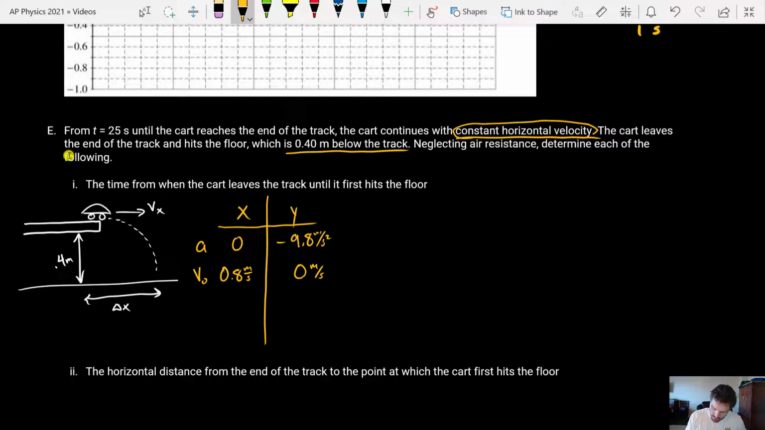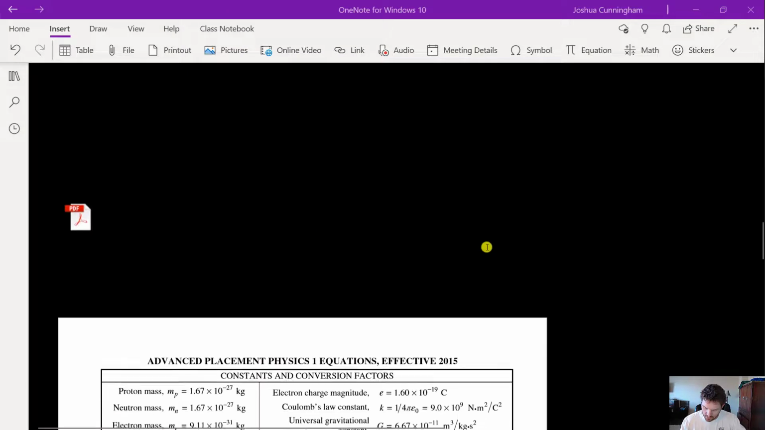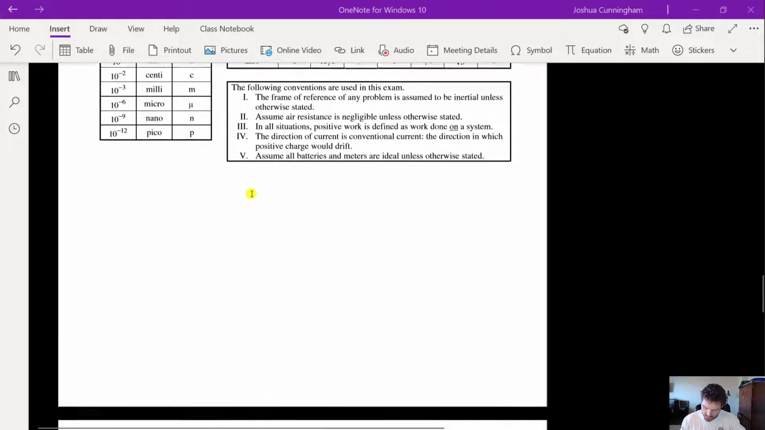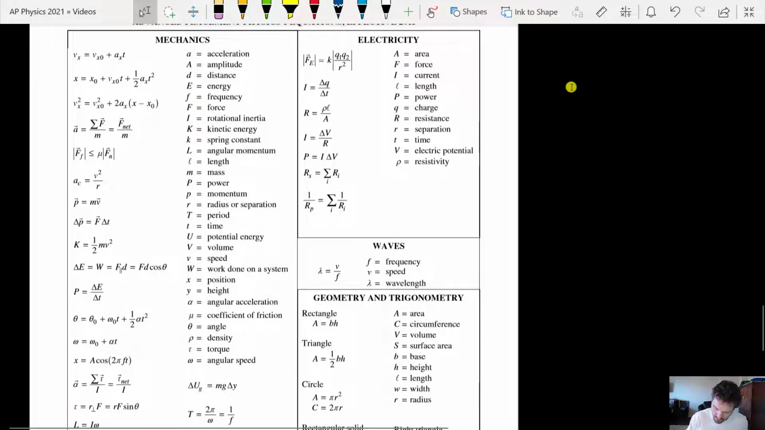Let's see, what else do we know? We know displacement. We don't know it in the X yet, but in the Y this thing falls down, so negative 0.4 meters. And we are being asked to solve for time. So now is where I would go look at my equation sheet. This is the first page, not really helpful. We can go to the second page, and from here I see in the top left, let's make this thing draw again. There we go.